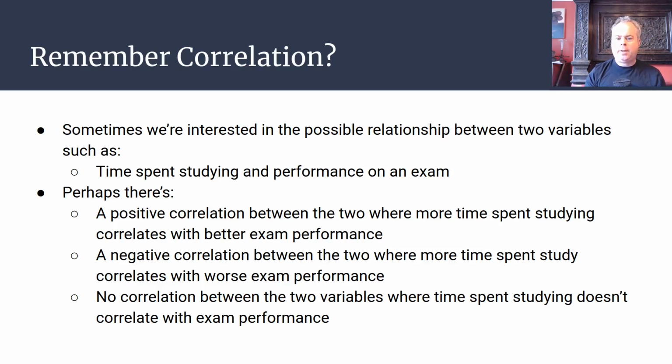And it could be the case that there's a positive correlation between the two, where more time spent studying the unit, rather, correlates with better exam performance. It could also be the case that for whatever reason there's a negative correlation, such that more time spent studying correlates with worse exam performance. Or it could be the case there's just no relationship between the two. So there may simply be no correlation between the two variables, where time spent studying just doesn't have any correlation with exam performance at all. So these are three possible correlations, I guess, that we could find with respect to these two variables.